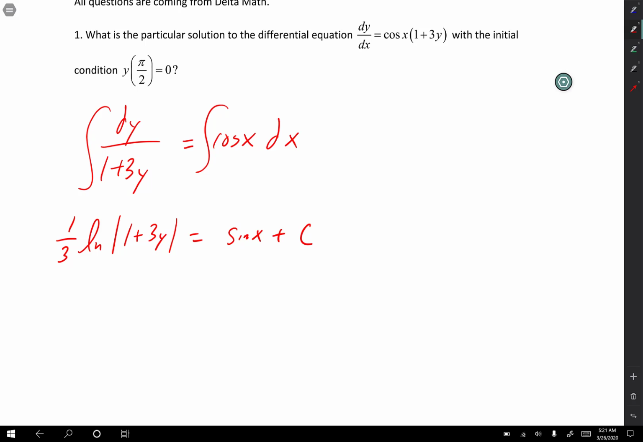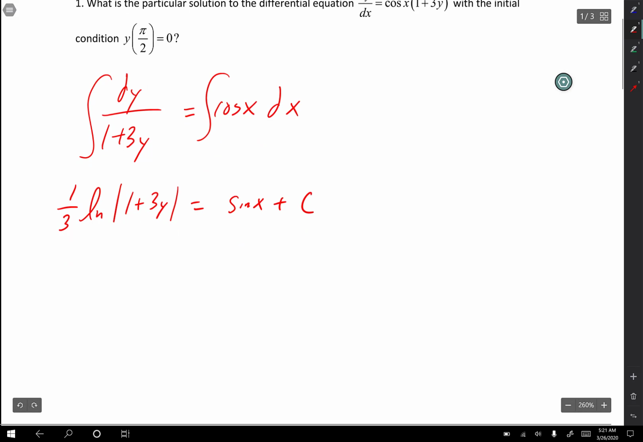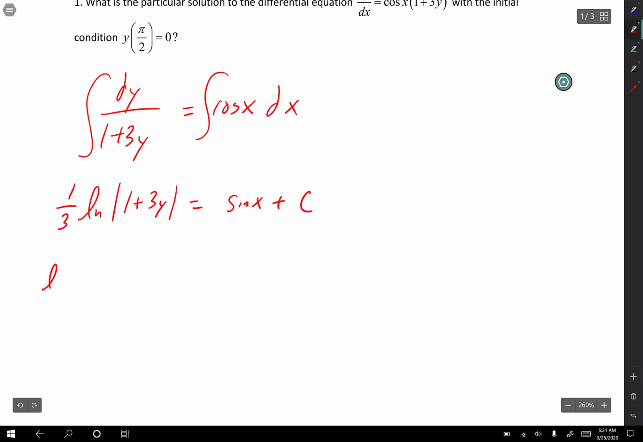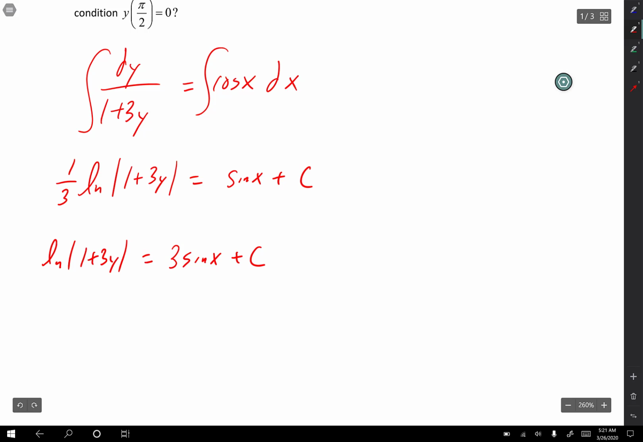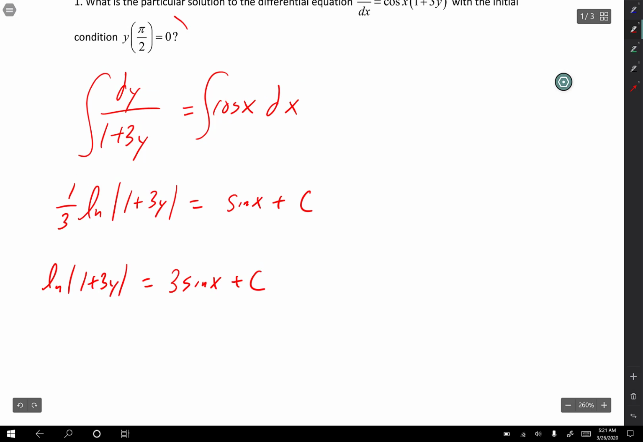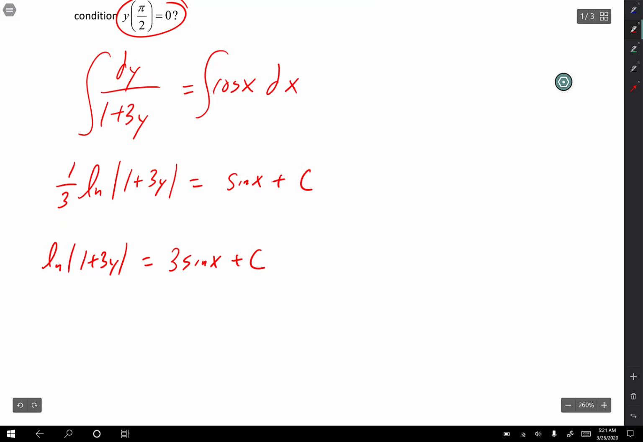I'm going to go ahead and get rid of that 1/3, guys. And the way I'm going to do that, I'm just going to multiply by 3. So times 3, times 3. So I'm going to have now ln, absolute value of 1 plus 3y, equals 3 sine x plus c. Now, in case you're wondering why not write a 3 in front of the c, 3 times c is still a constant, so I just leave it alone. I guess right now feels like a good time. You could plug in the initial condition now, but I'm not. I'm going to go ahead and continue.